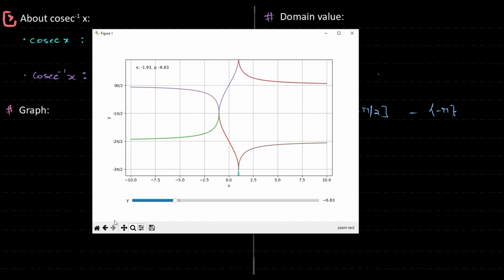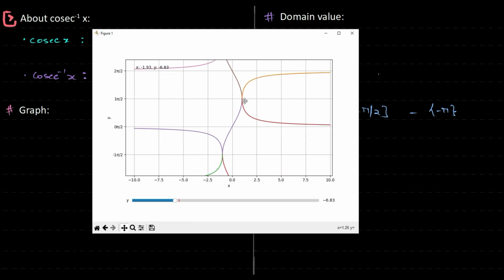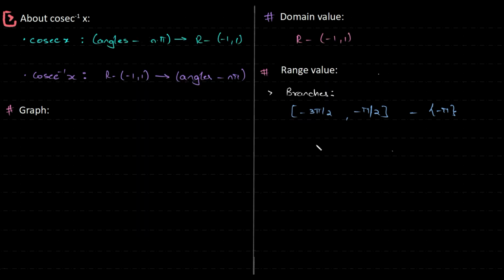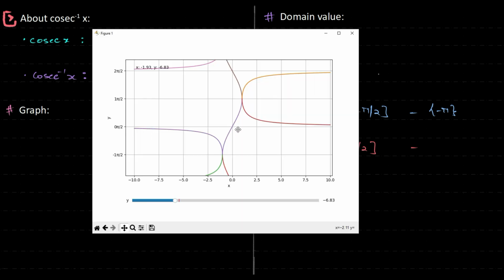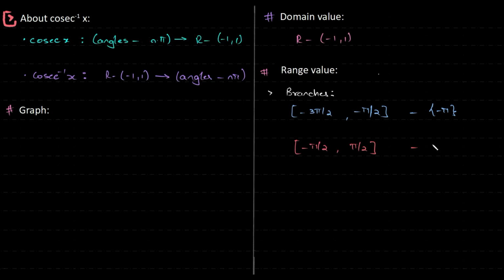Okay. So let me look into the next branch. The next branch starts over here and ends over there. So basically this set of range, minus pi by 2 to pi by 2. And in between, we'll have a value which is not part of it. That is, we can't have a value which is 0. So on and so forth.